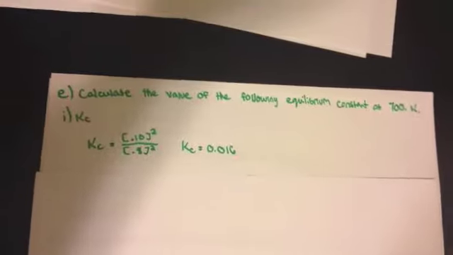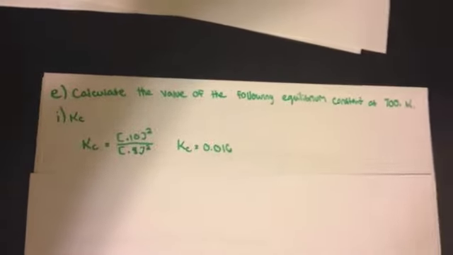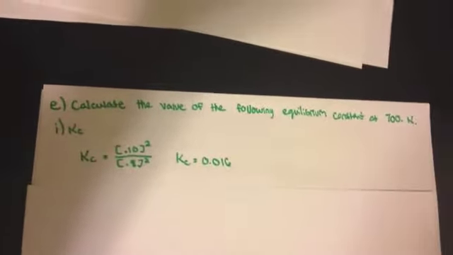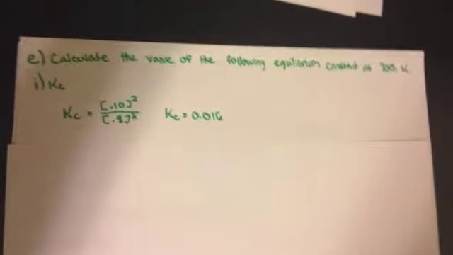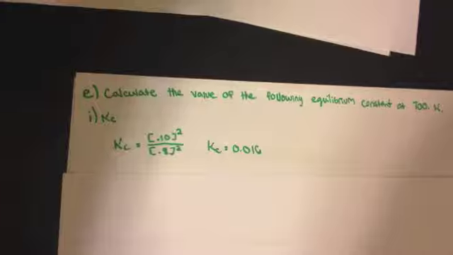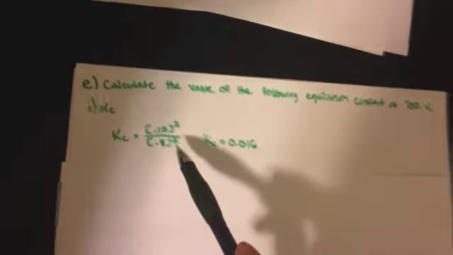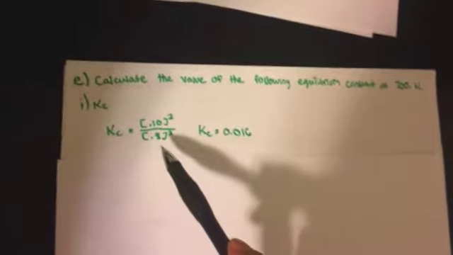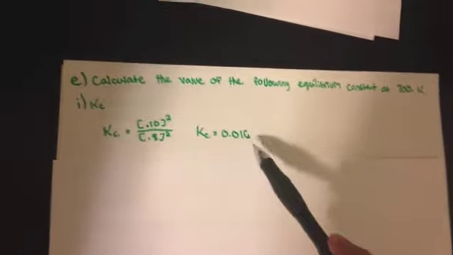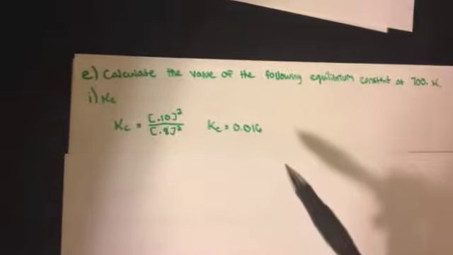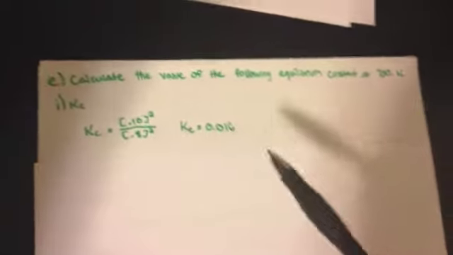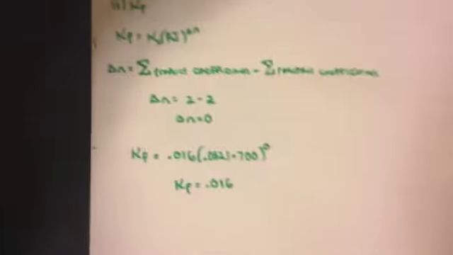For E, we have to calculate the value of the following equilibrium constants at 700 Kelvin. For Kc, we use the concentrations we got from problems B and C, and we plug them into the equilibrium expression. So 0.1 squared over 0.8 squared is equal to 0.016. So the Kc is equal to 0.016.